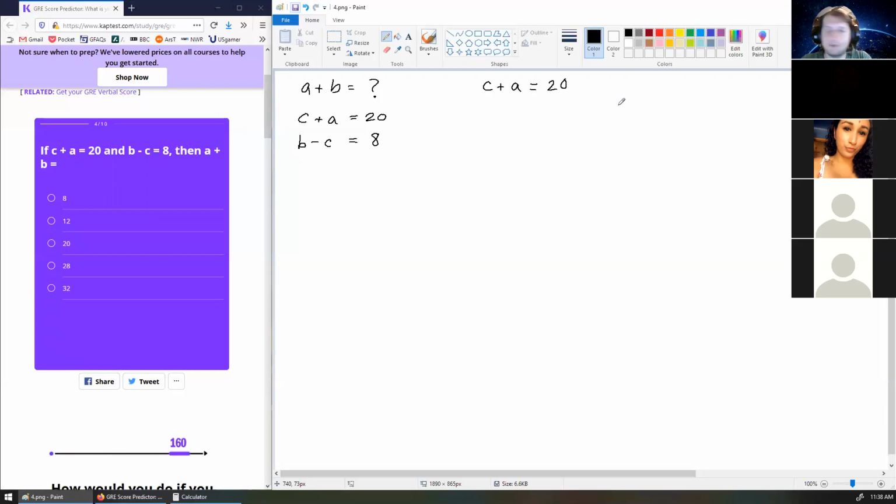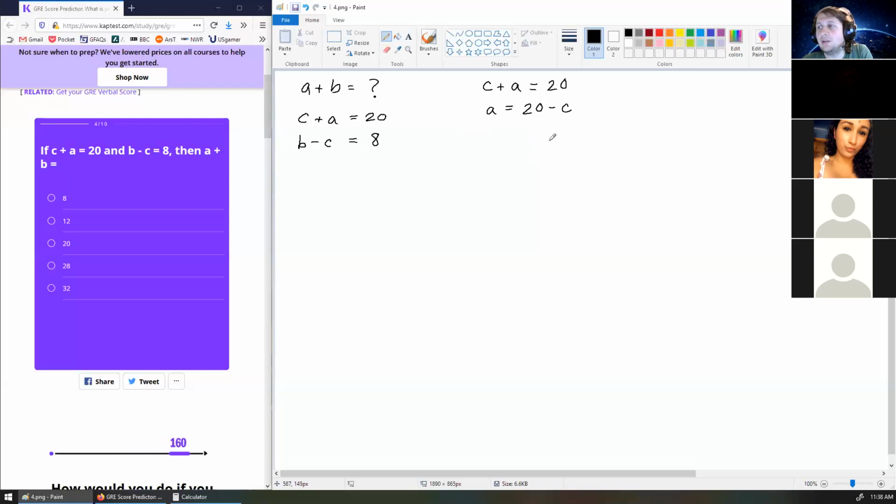So if we wanted to find the value of these individual variables, what would we do? If we wanted to say one of these variables on one side of the equation equals everything else on the other side, what do we do? We would subtract C. Okay. So we can get the value of A by subtracting C. If we subtract C from both sides, we get A equals 20 minus C, right?